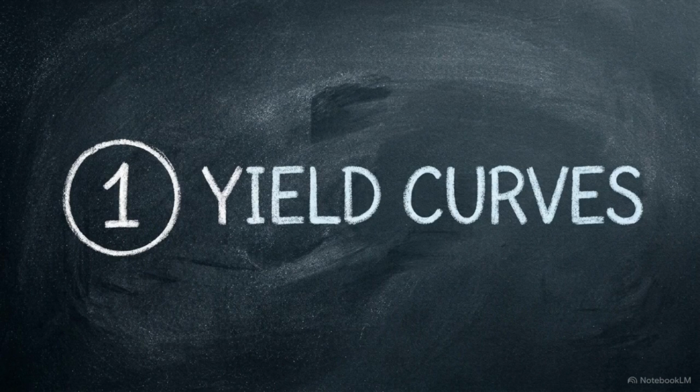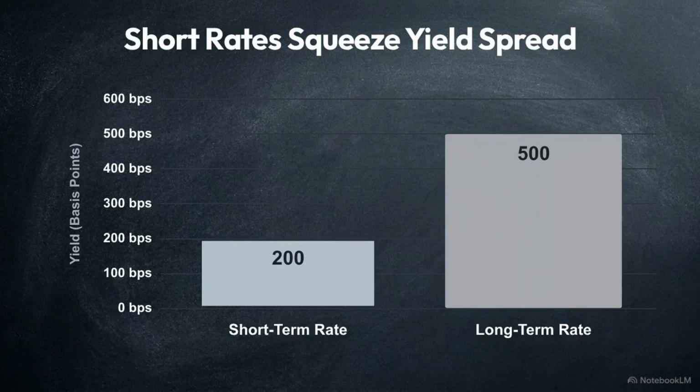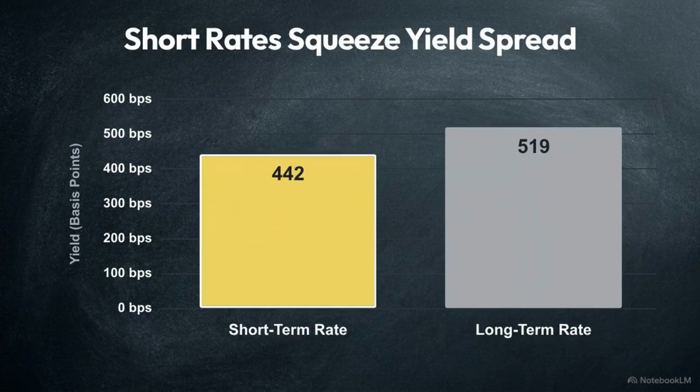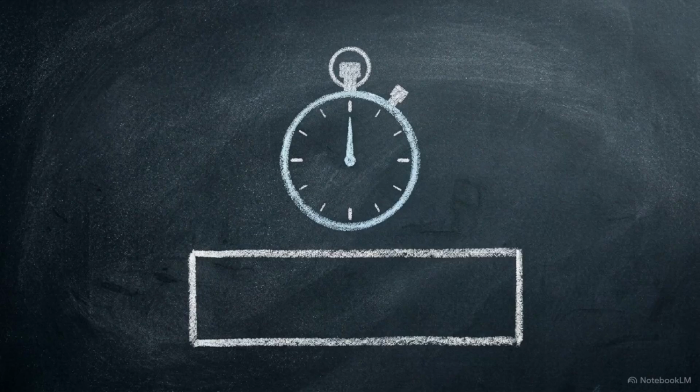Let's start with Challenge 1, testing your grasp of the term structure. Imagine a central bank raises short-term interest rates to fight rising inflation. This action narrows the spread between long and short-term rates. What is the specific name for this yield curve shift?